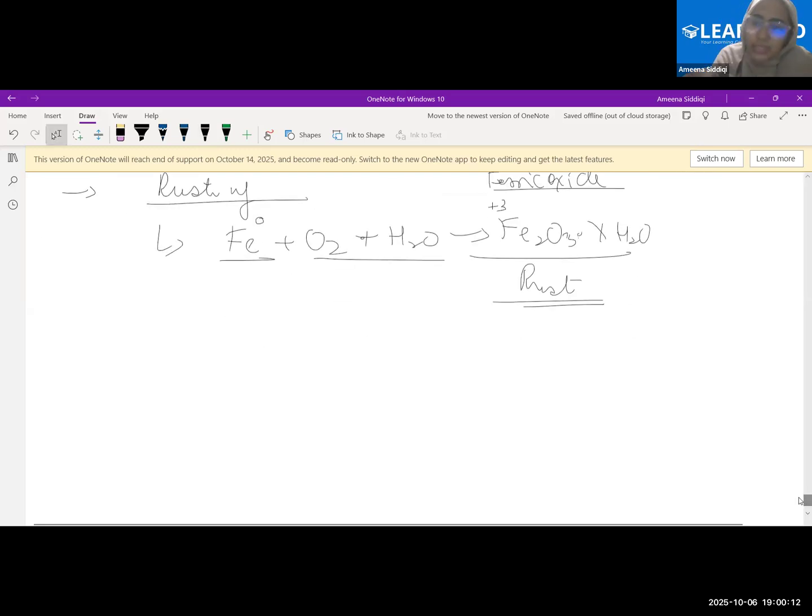Now, how can we prevent rusting? We can apply some grease, oil, or paints. Why? Because it will help break the contact of the iron metal.